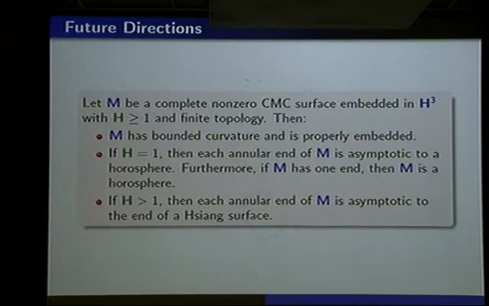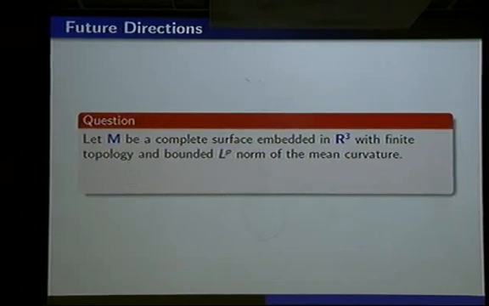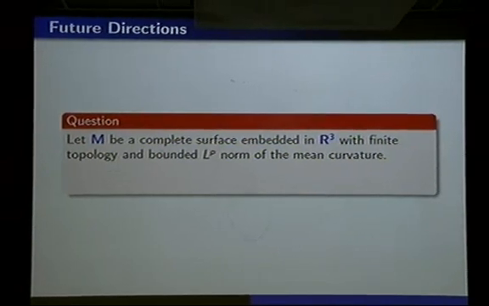Okay, let me just mention that again. The key point is to prove bounded curvature and properly embedded. And the rest that needs to be corrected was already done. Then another question is what happens.